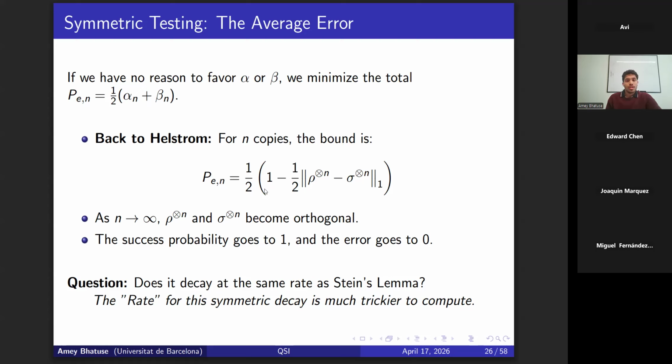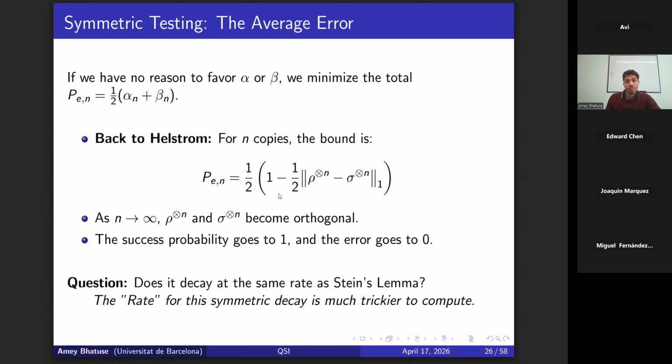So let's go back to the Helstrom measurement that we had. For n copies, the bound is given by this, and if you see, the formula is exactly the same. We just replace rho and sigma with the n copies that they had. And as n tends to infinity, these two become orthogonal, which we said before, so the success probability goes to 1 and the error goes to 0. Now, this looks good on paper, but how do you know at what rate? Because that was the whole point of this section.